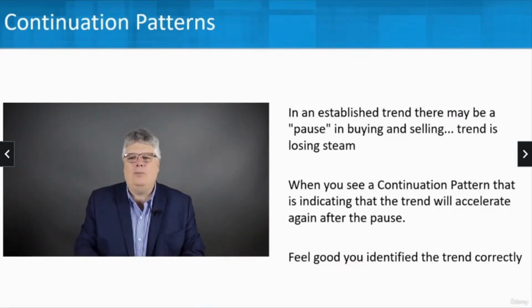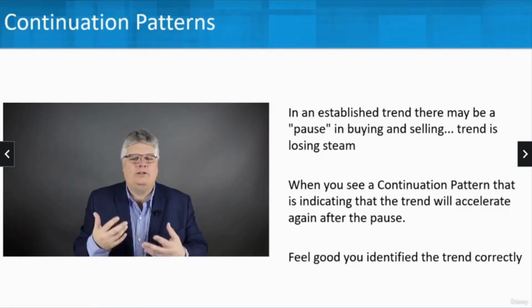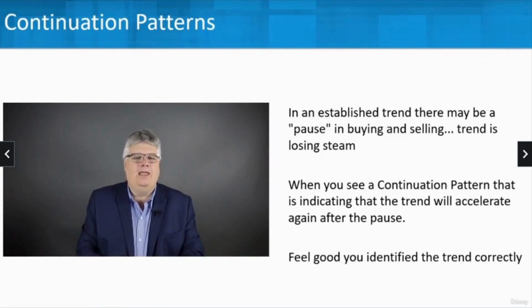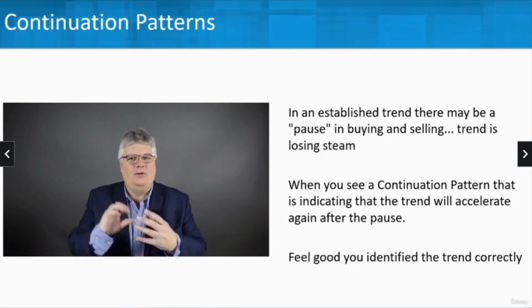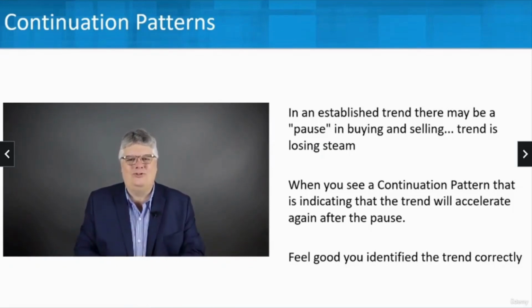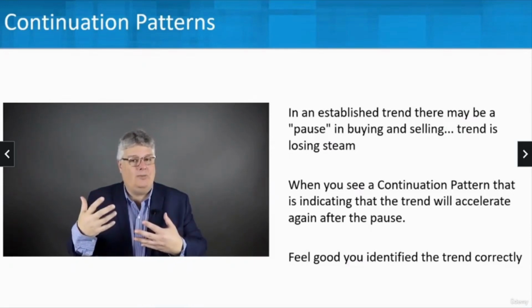Prices are either going up or down, and what can happen is there's a pause. There might be a strong trend either way, either up or down, and then there's a pause, a little slowing down of buying and selling. The trend is starting to lose its steam, so to speak. It's not being firmly bought up or firmly sold off. And when you see a continuation pattern, that is indicating that the trend will accelerate again after the pause.